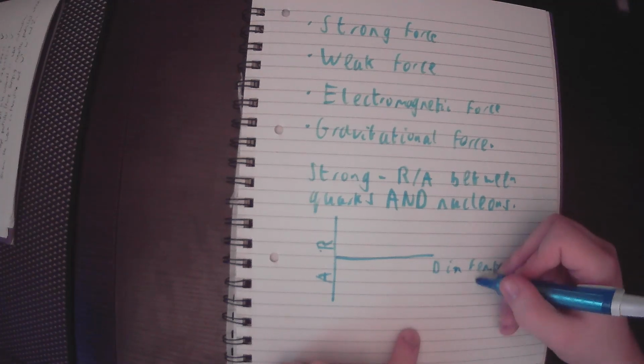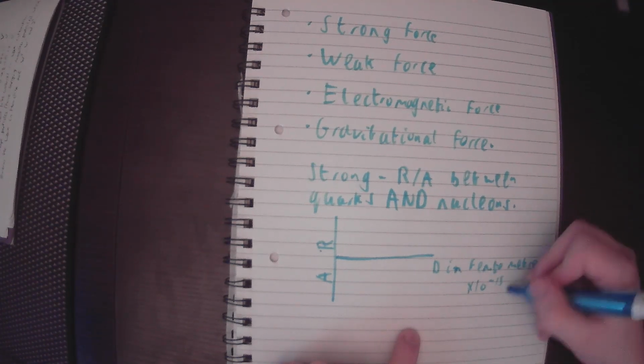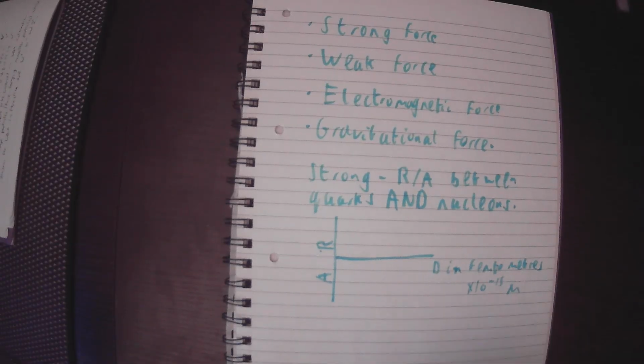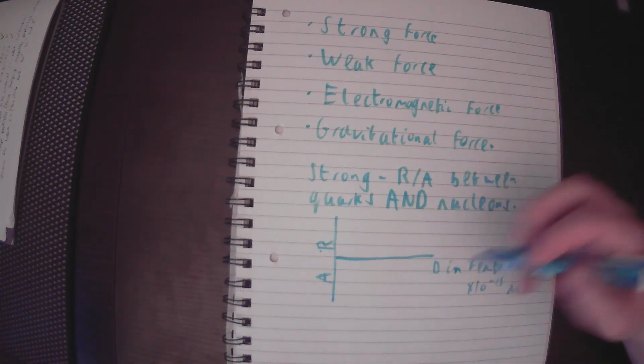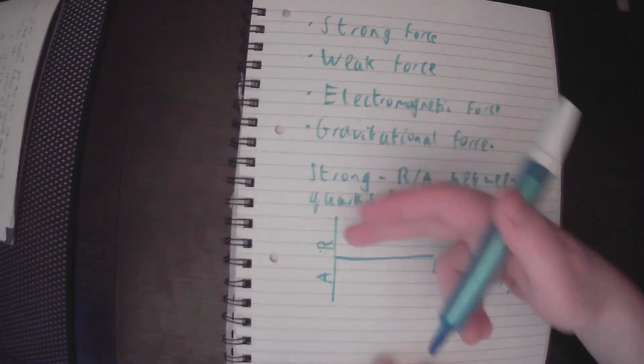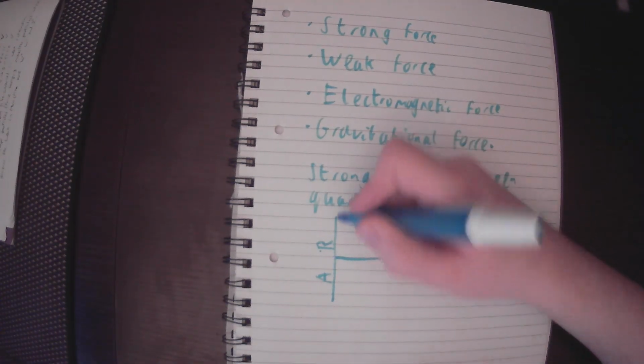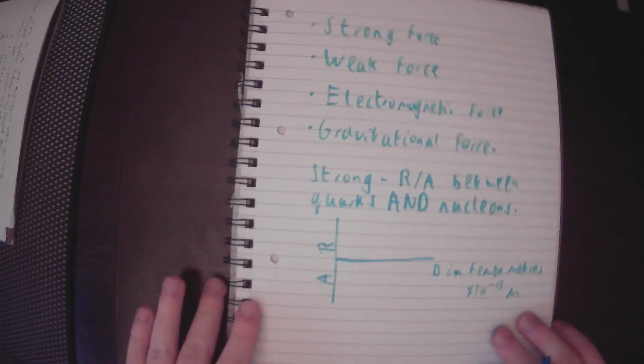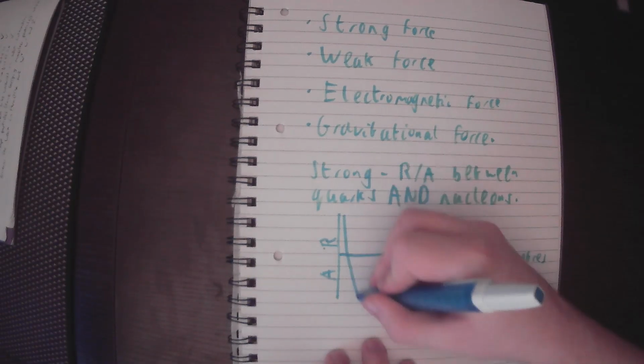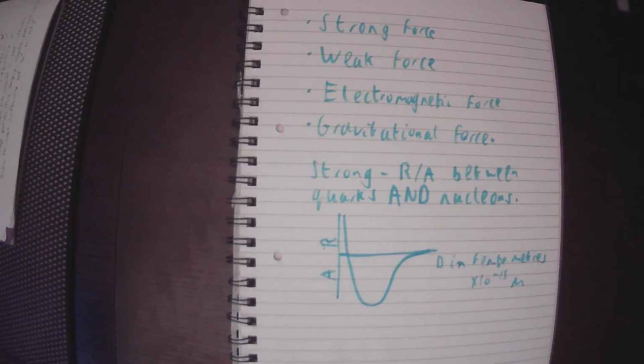Femto is times 10 to the minus 15 meters, I think. It might be minus 12. Let me search that. Yeah, it is times 10 to the minus 15 meters. And yeah, so we have x-axis as distance, and then the y-axis as the force. If it's positive, then it's repulsive. If it's negative, then it is attractive. And the graph looks a little bit like that.